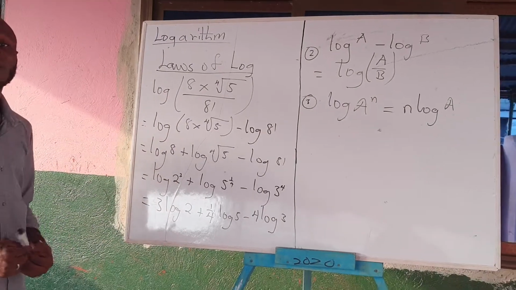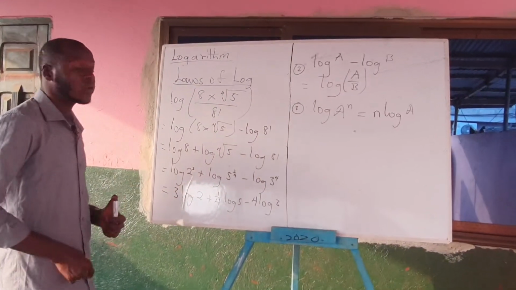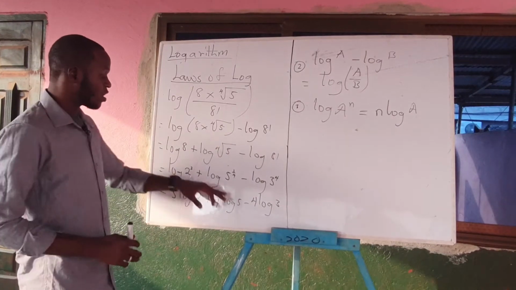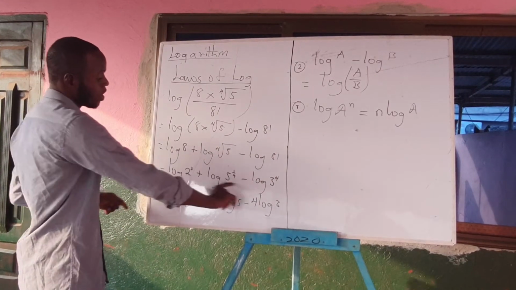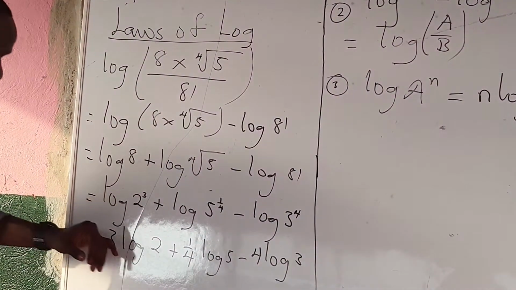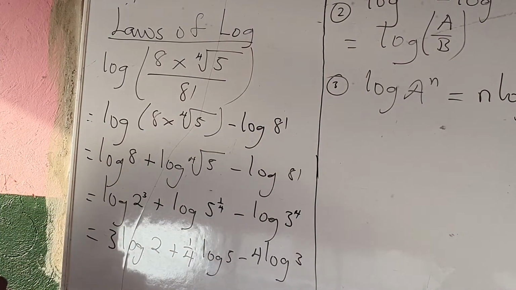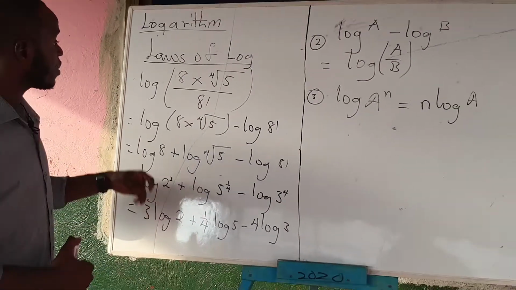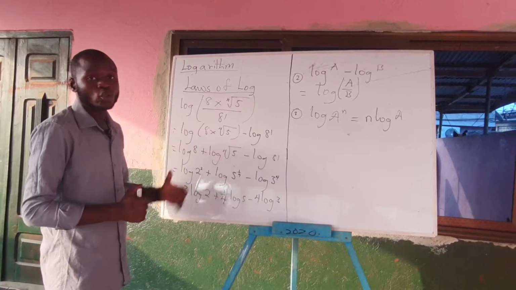But if you want to have an actual answer to this problem, you can take your calculator and punch these values in. You can even punch from here and you get the same answer, or you can make it like this and then punch, and you shall get the same answer. And this brings us to the end of the explanation of the laws of logarithm.